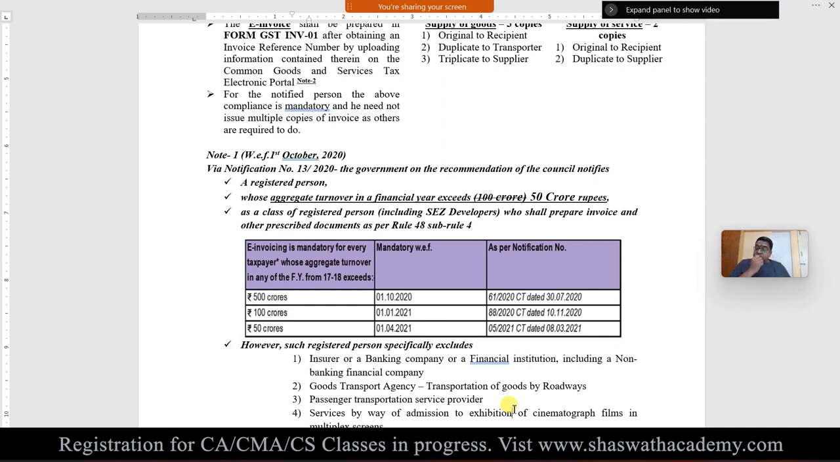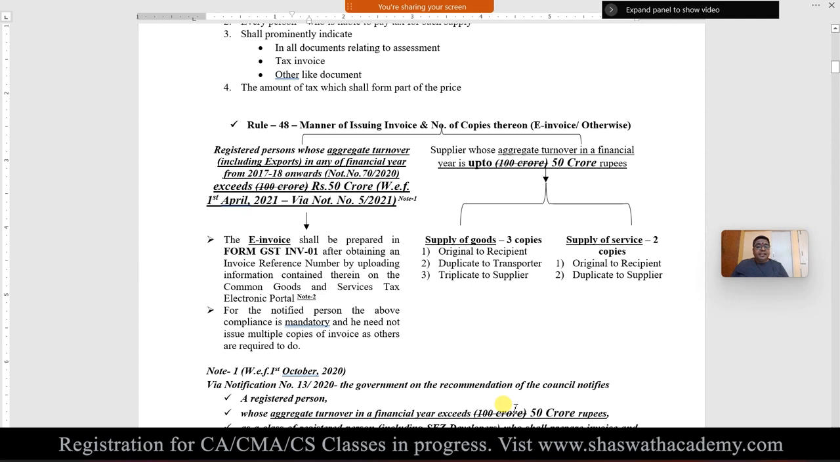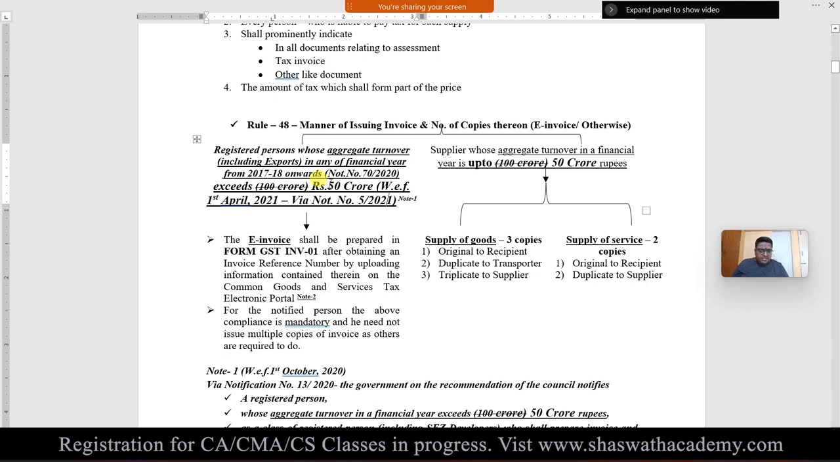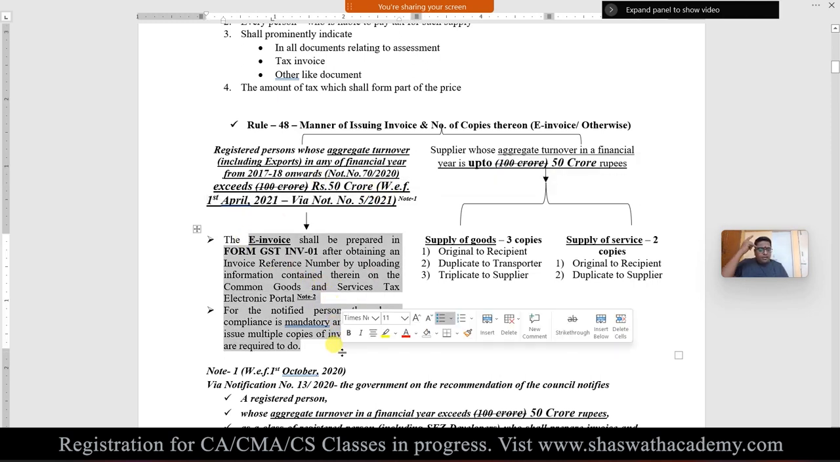Mark my word. For our exam now, what is the criteria? Ask a question: whether the supplier's aggregate turnover in the financial year exceeds 50 crore? Is it up to 50 crore? Yes, then manual invoicing. Goods 3 copy, service 2 copy. No sir, it exceeded 50 crores in any financial year starting from 2017-18. Any financial year it has exceeded 50 crores. Then e-invoicing, only one copy, e-invoicing portal.